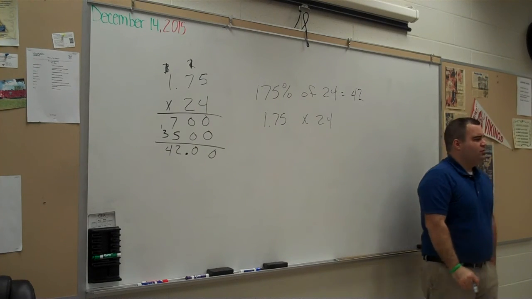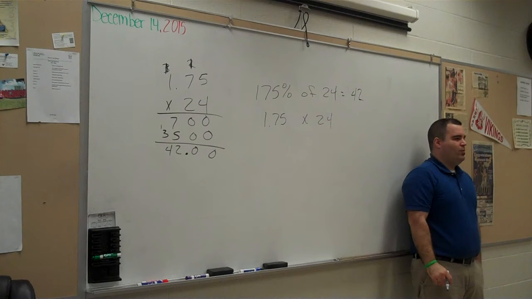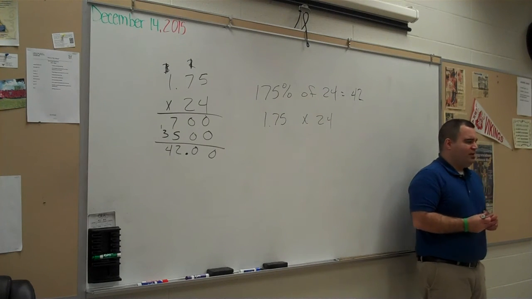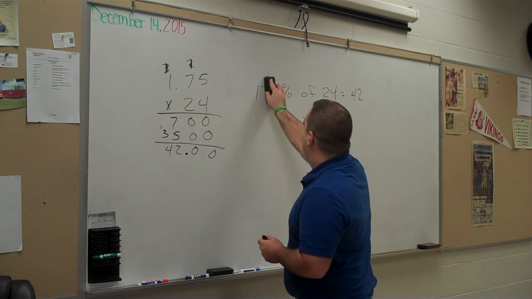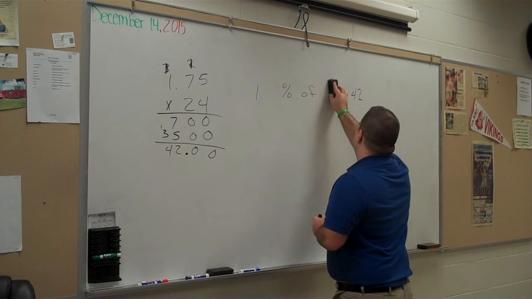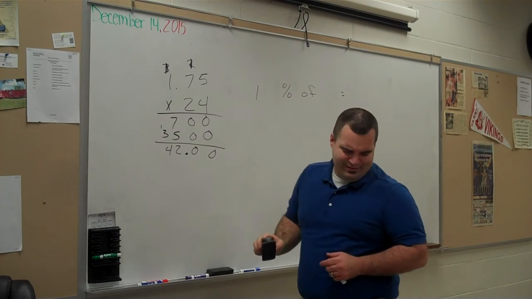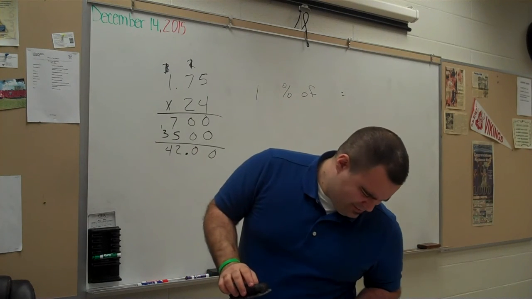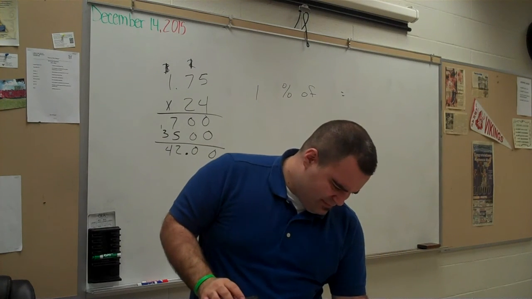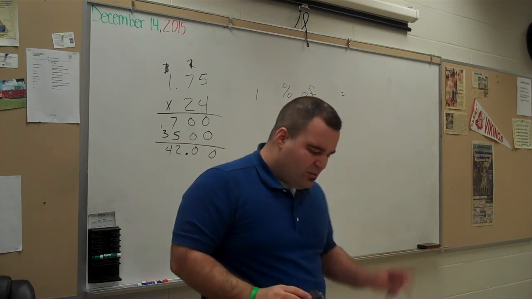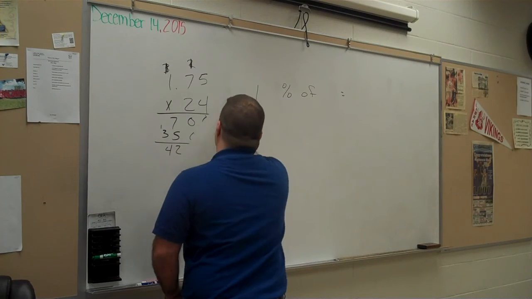42. Whoa. That's kind of crazy. What if it says 25% of 32.4? Number 8, 291. We'll get there. We got one more to show you.